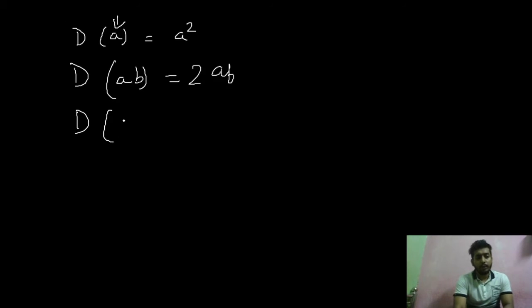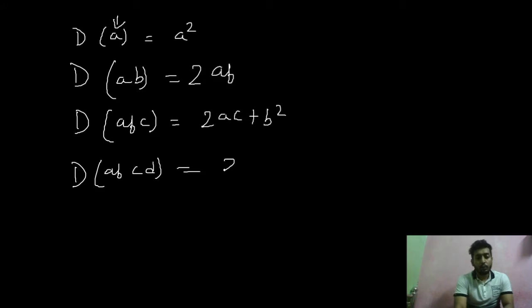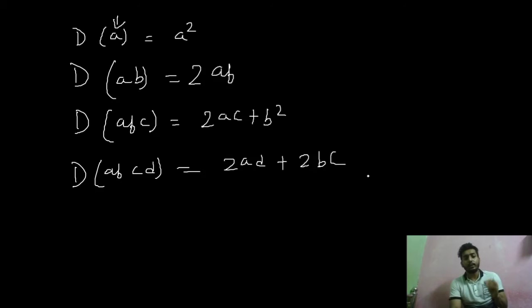Now what will be the duplex of ABC? The duplex of ABC will be 2AC plus B square. What will be the duplex of ABCD? That will be 2AD plus 2BC. So here we can see there is a pattern.